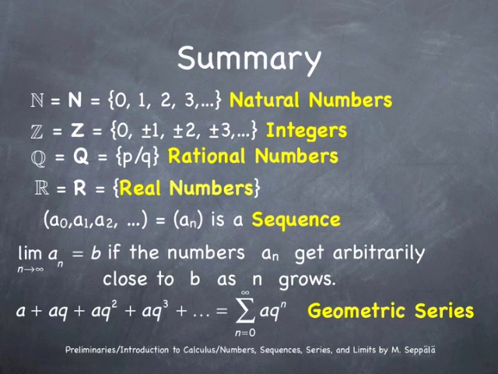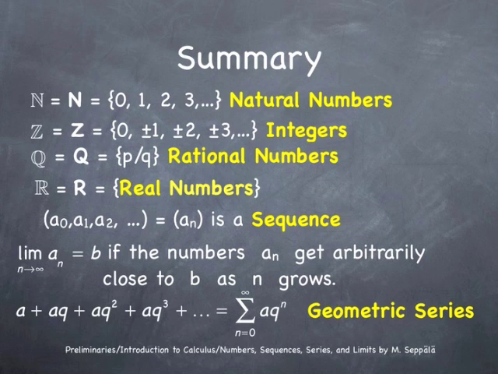A sequence of numbers is defined by a function from the set of natural numbers to real numbers, so they are numbers a0, a1, a2, and so forth. This is a sequence. And sequences have limits. The limit of a sequence an is b if the numbers an get arbitrarily close to b as n grows.